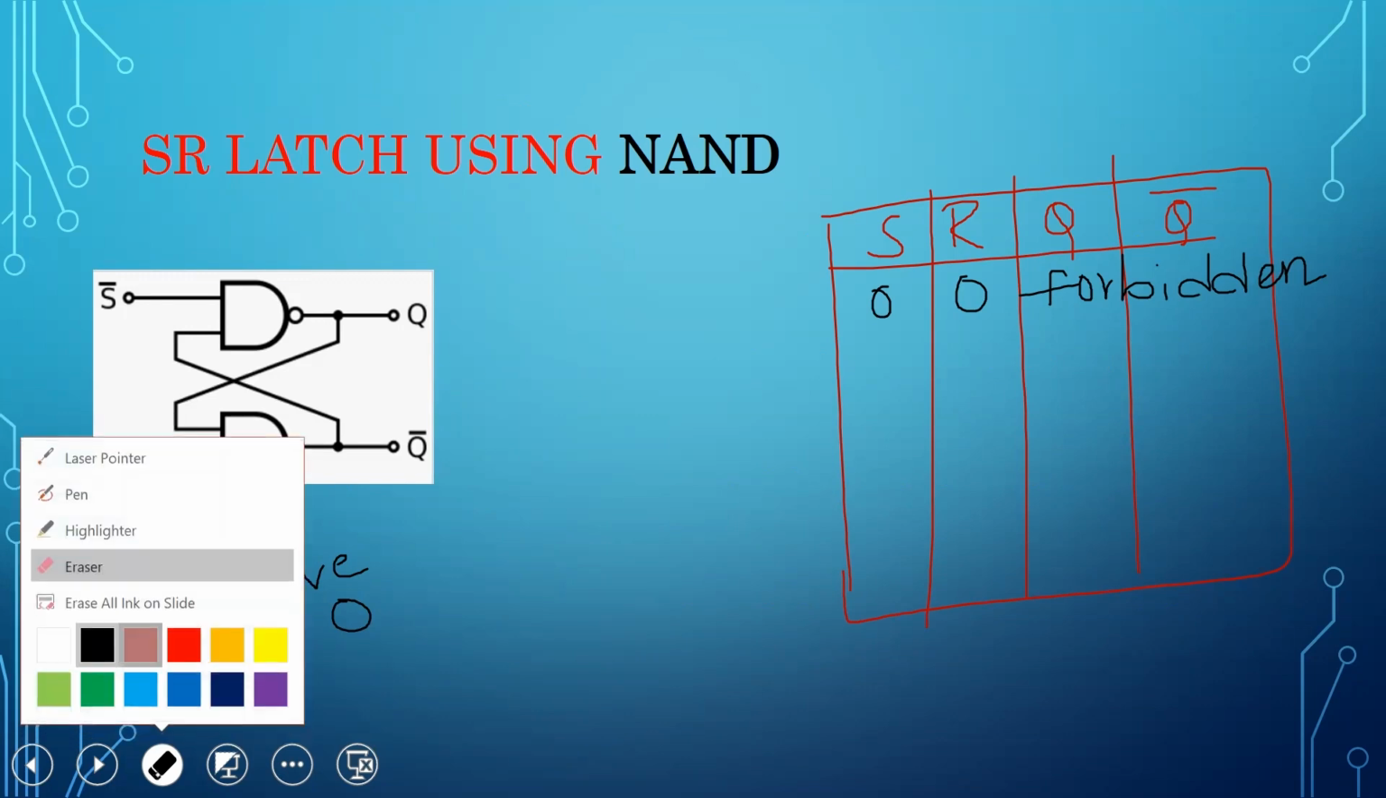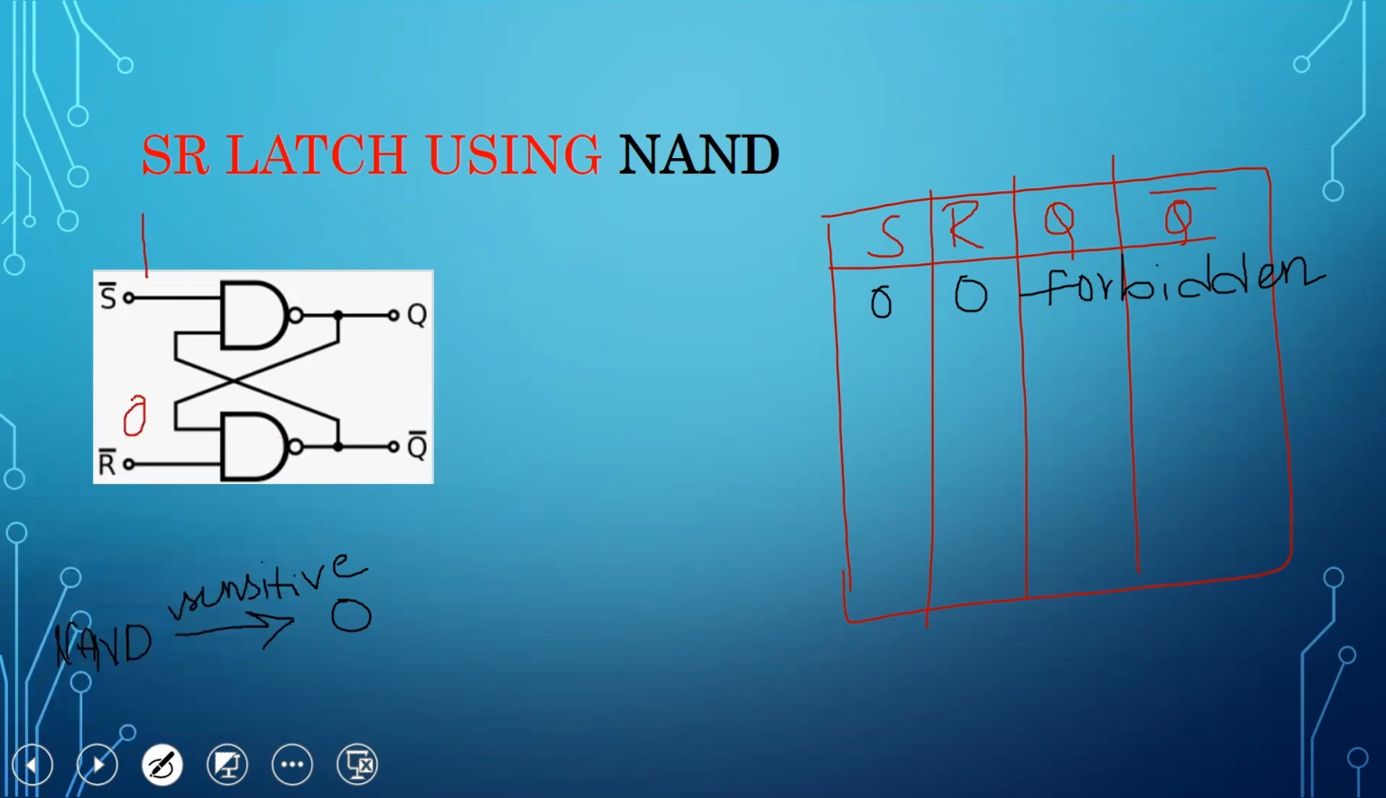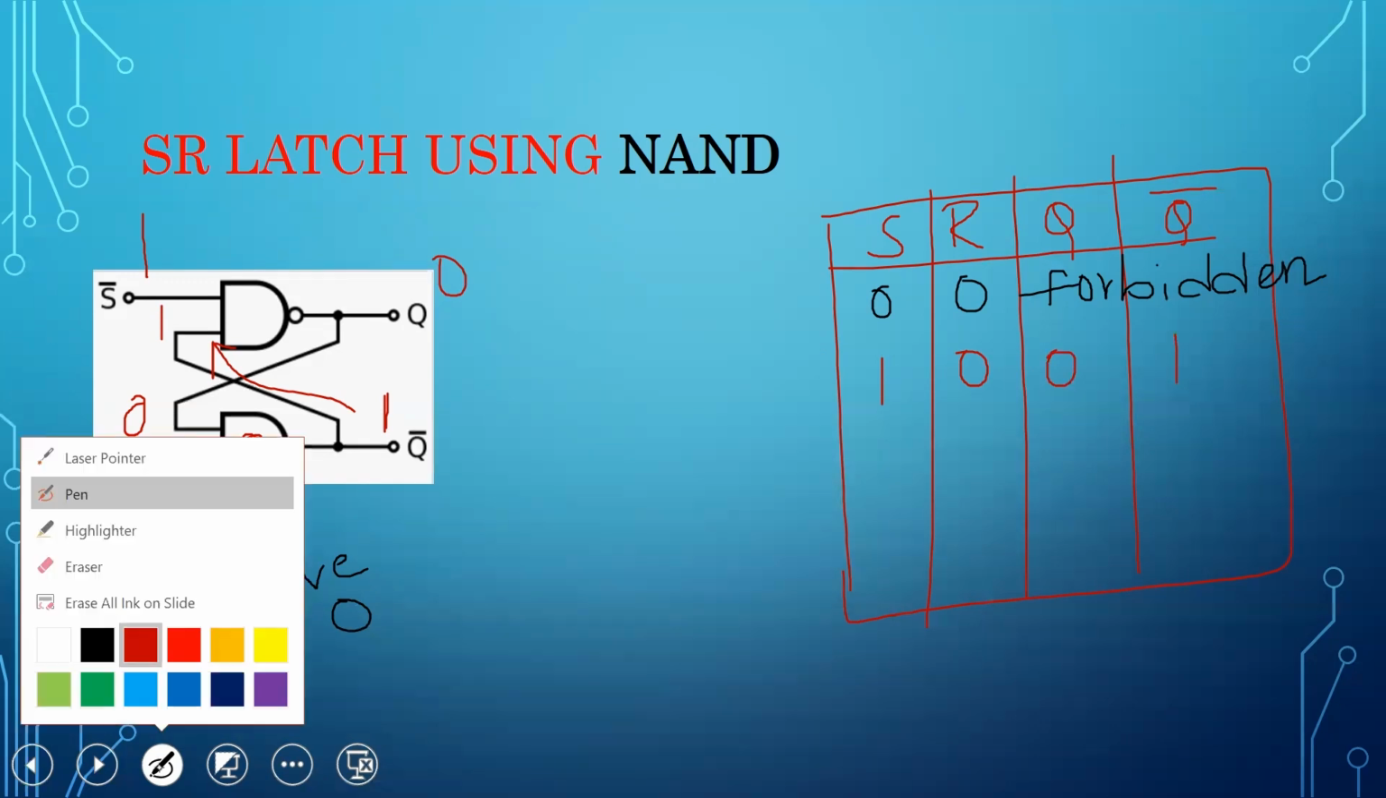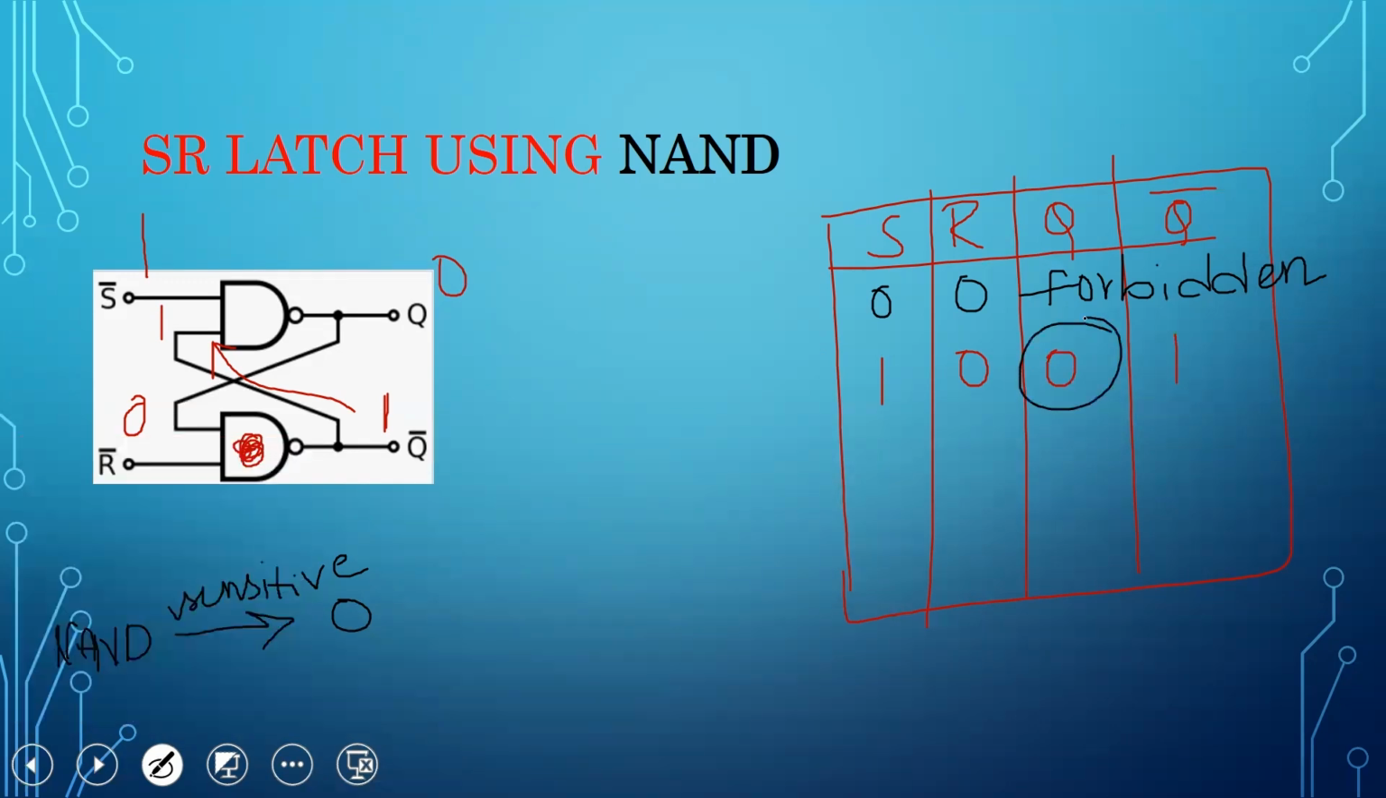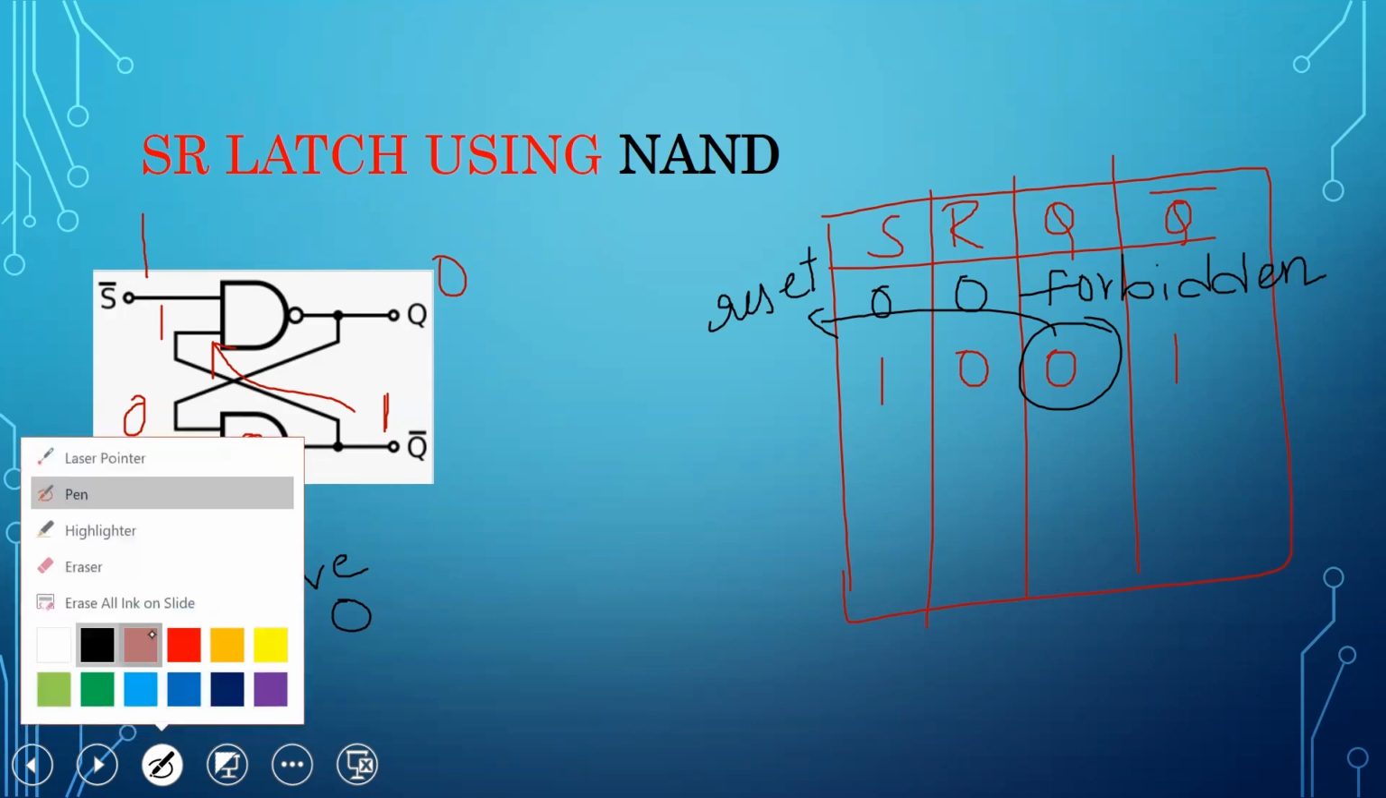When S is 1 and R is 0, this bottom NAND gate is sensitive to 0, so it gives output 1. This output goes here, 1 into 1 is 1, 1 bar is 0. So Q is 0 and Q bar is 1. Now Q is 0, so at this time the SR latch is in the reset state. When S equals 1 and R equals 0, the SR latch is in the reset state.